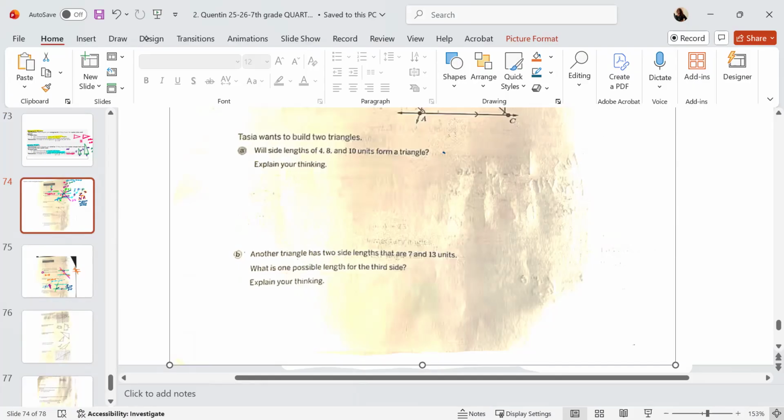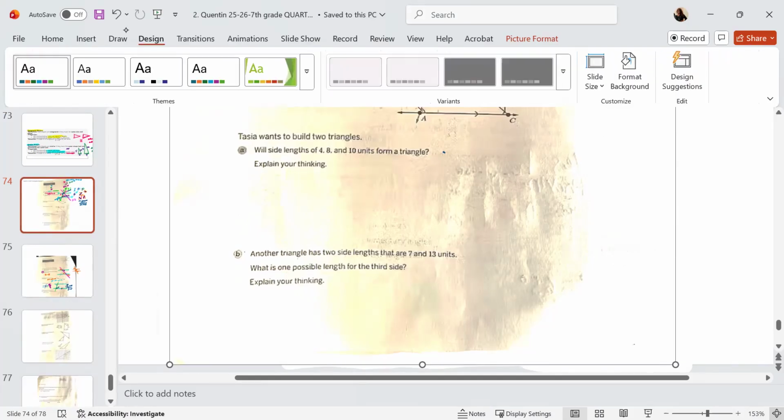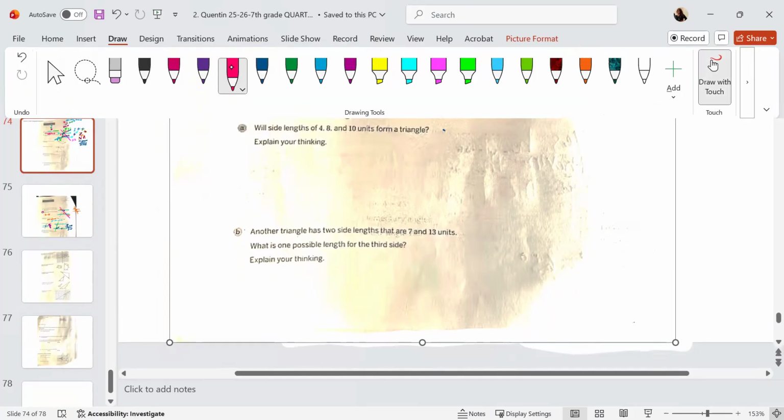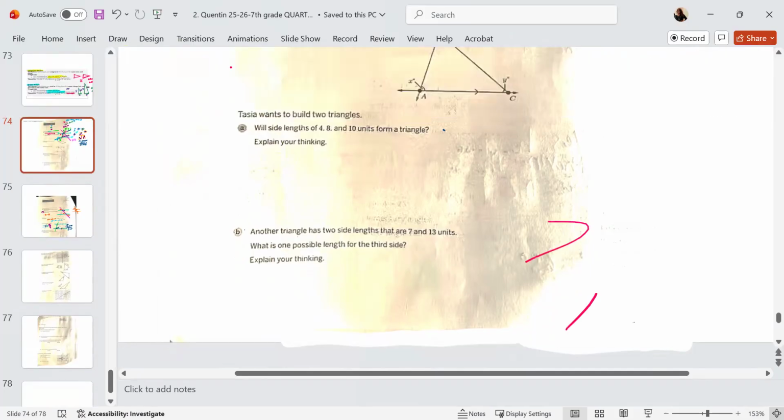Oh, what is wrong with my pen? Goodbye. Again.